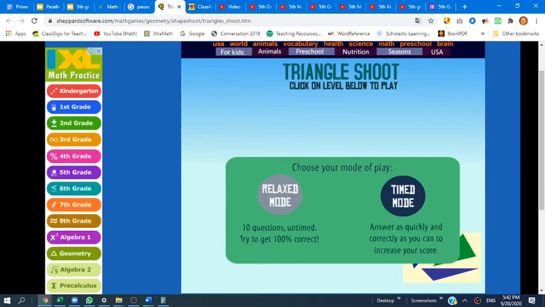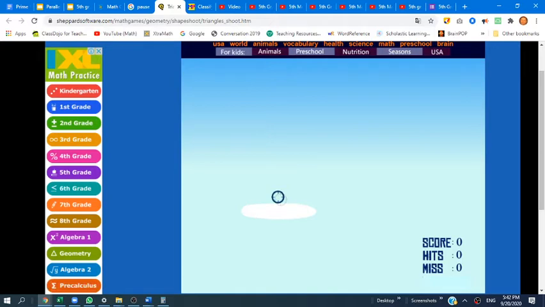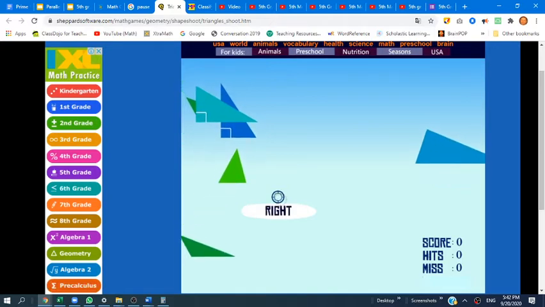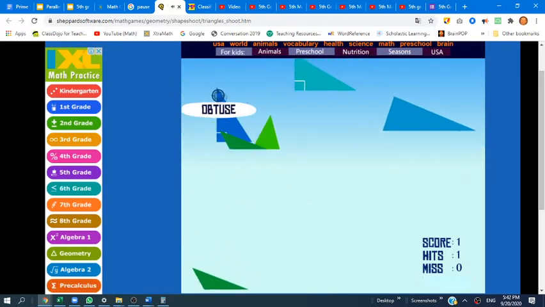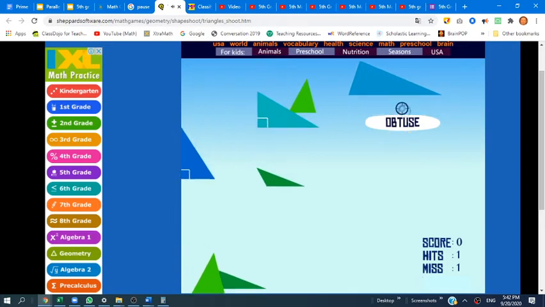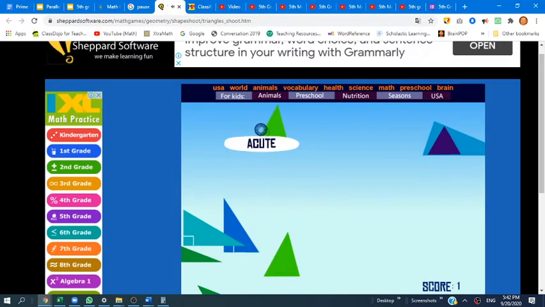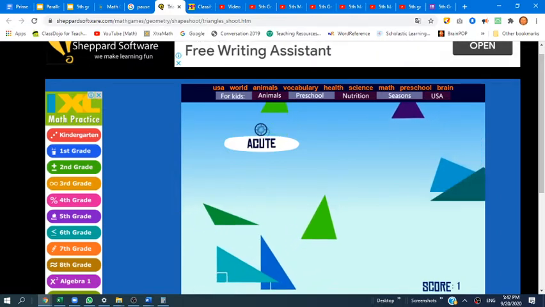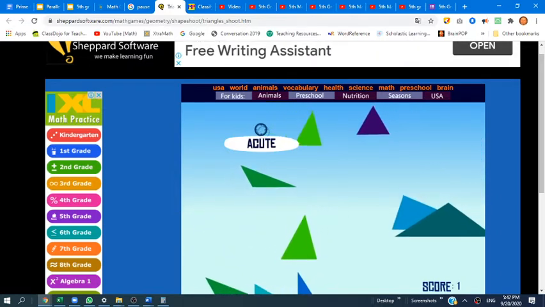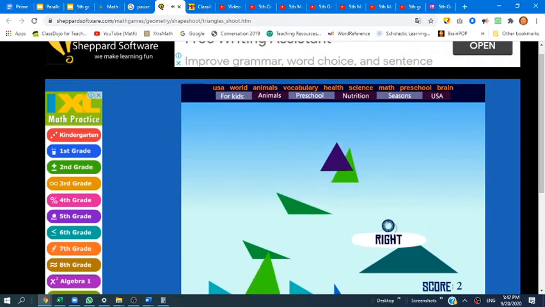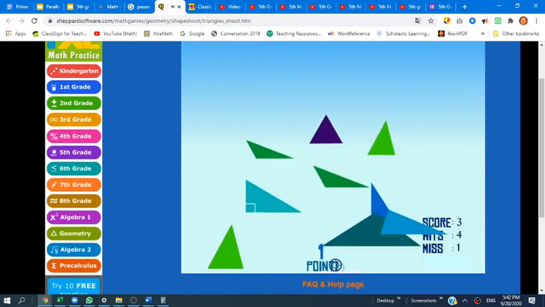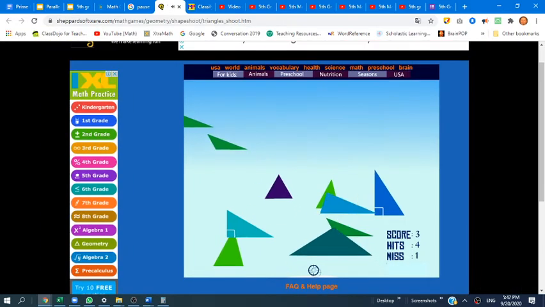Let's do relaxed mode. Okay, so it says, find a right triangle. Here's one, an obtuse triangle. Here's one, an acute triangle. That would be right here. Okay, a right triangle. Oh, there's one. Okay, so you get the point, boys and girls.